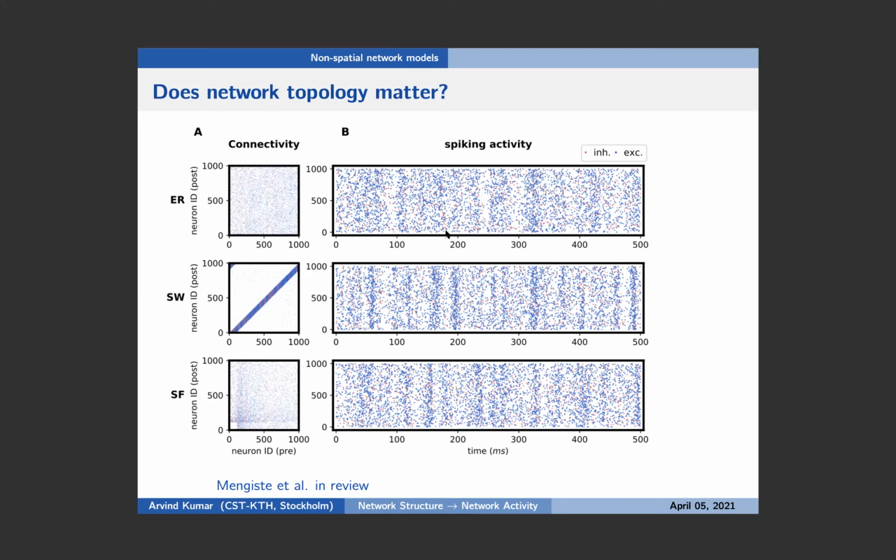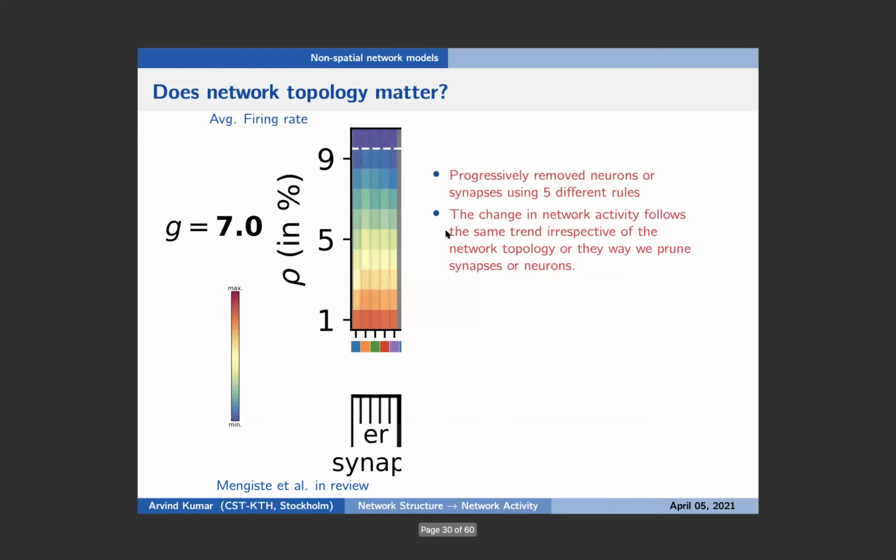And if you look at this picture here, you would say that, well, it doesn't really matter. However, a counterclaim would be that here we have tuned everything so that they look the same. So how do we ask this question, does the topology matter? So we came up with this idea that let's perturb the topology. If the network is sensitive to perturbations in topology, then we will be able to find out if it matters or not.